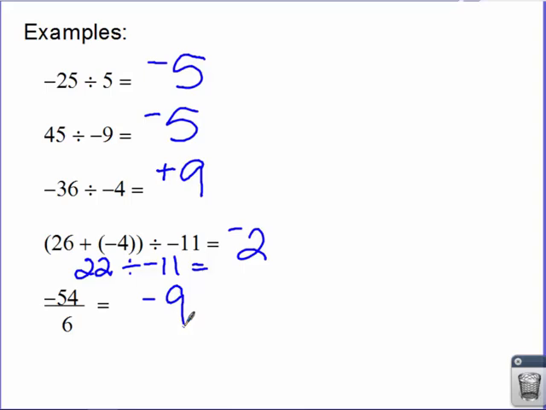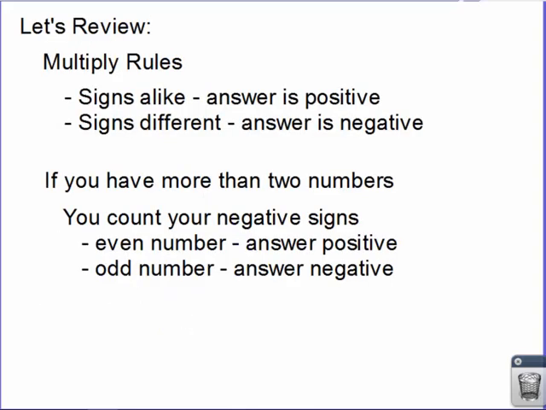And negative 54 divided by 6 gives us negative 9. So we've got 2 basic rules for multiply and divide. Okay, this is the multiply, divide is the same exact thing. Step number 1, multiply or divide your numbers. Step number 2, count your negative signs. If you have an even number of negative signs, your answer is positive. If you have an odd number, your answer is negative. And that's how you multiply or divide integers. Until next time.